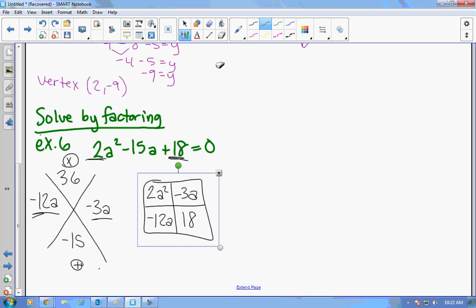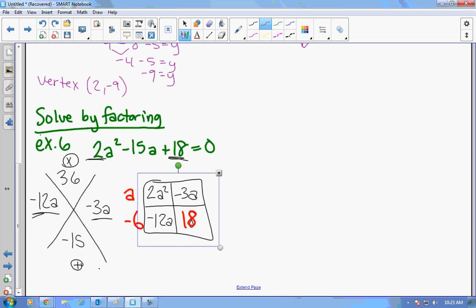1A, yep. And here on the bottom row? Now what goes into 12 and 18? 6. It is 6. Now, I know I have to multiply it to a positive 18, so I'm going to put negative 6, because a negative times a negative will give me the positive.